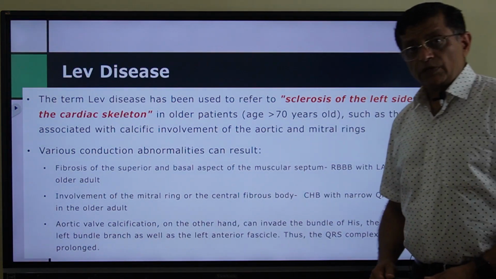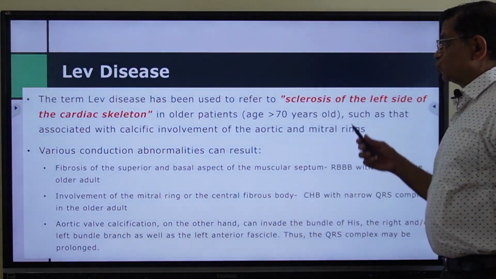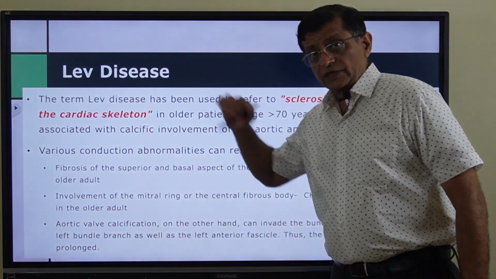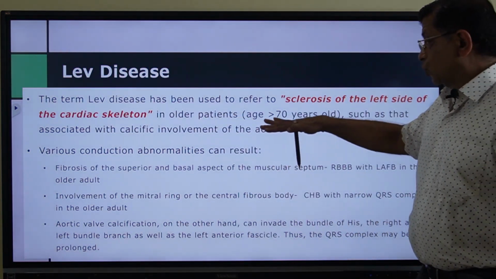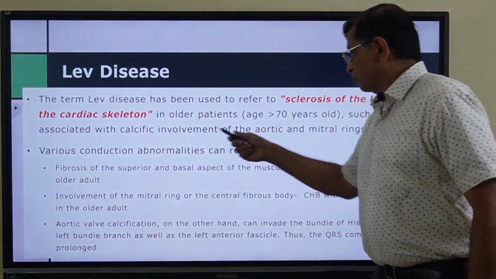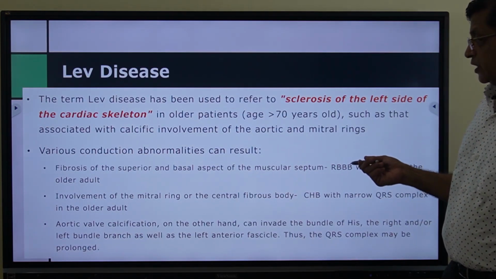Another disease similar to Lenegre is the Lev disease, which is also referred to as sclerosis of the left side of the cardiac skeleton. This occurs in older patients, more than 70 years of age, such as that associated with calcific involvement of the aortic and the mitral rings. So various conduction abnormalities can result.